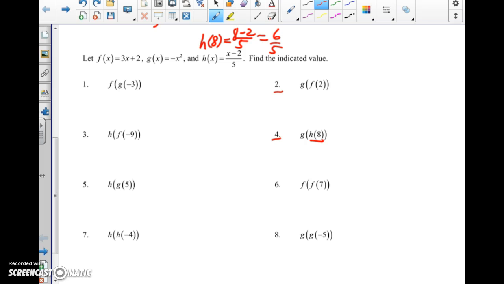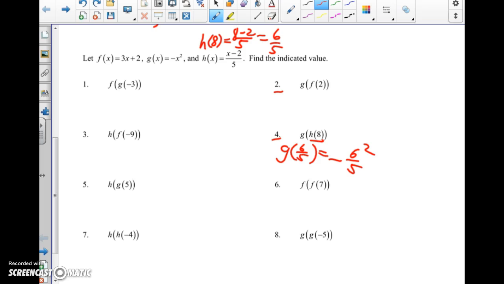Okay, all right, now what are you going to do? You're going to take 6 over 5 and put it in for g, where x is, right? So now you're going to do this. How much is g then of 6 over 5? So now here we got negative x, which is 6 over 5, and then you're squaring it, right?